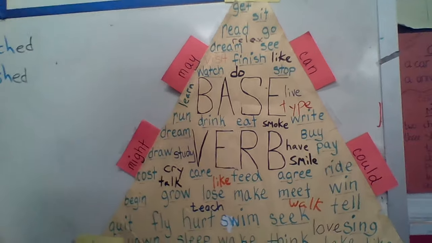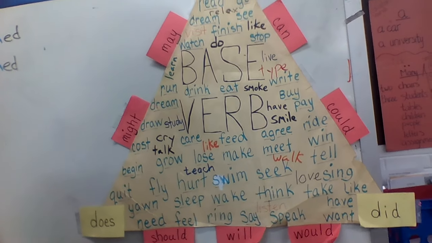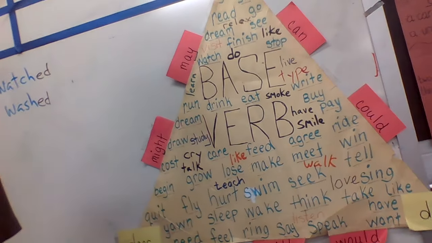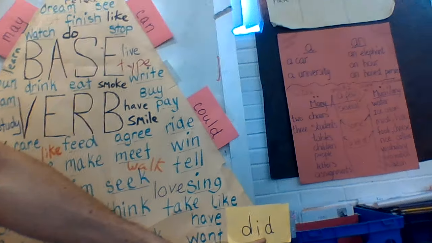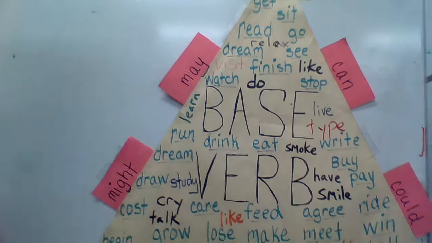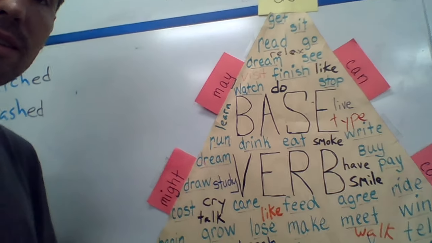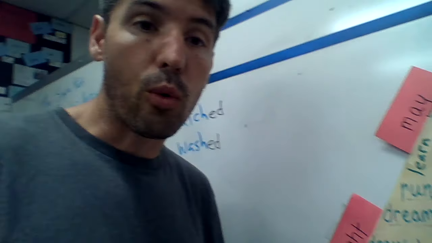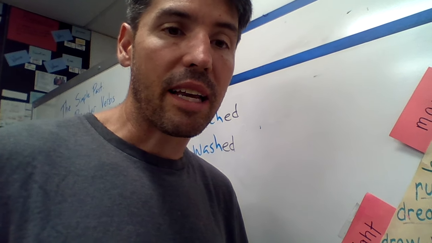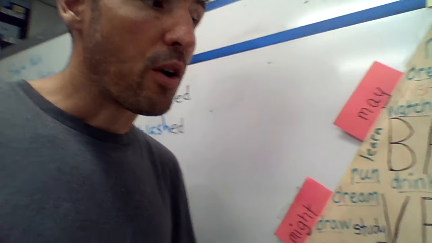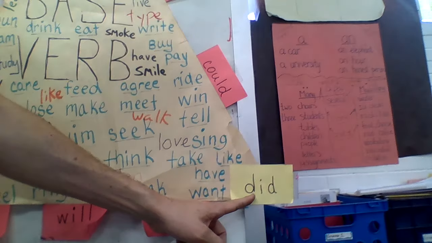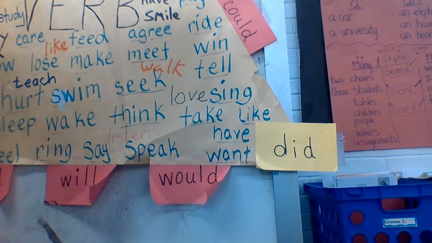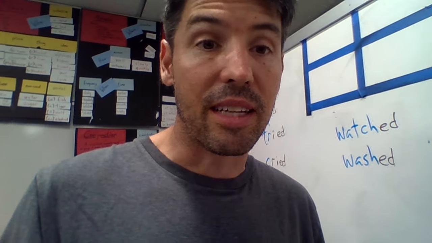Okay, now you may have seen this, you may haven't. In some of my other videos, I have featured my do, does, did triangle. And I need to revisit this because when we make questions and when we make negative statements, we must use the word did. Can you see that? We must use the word did for the past tense, okay?